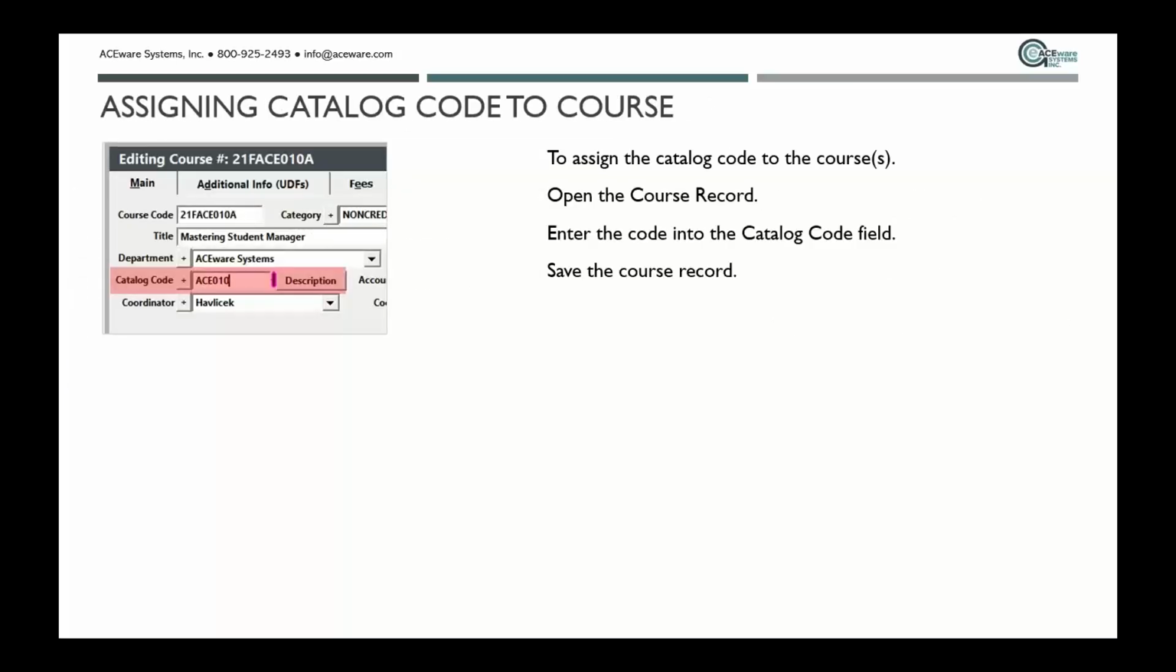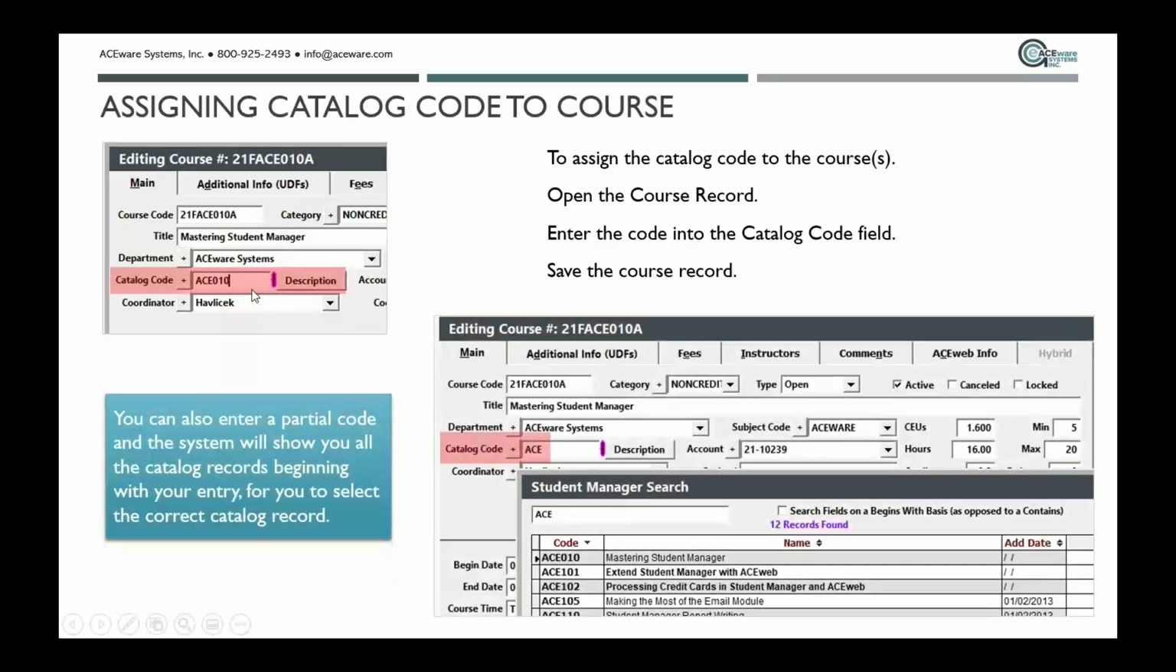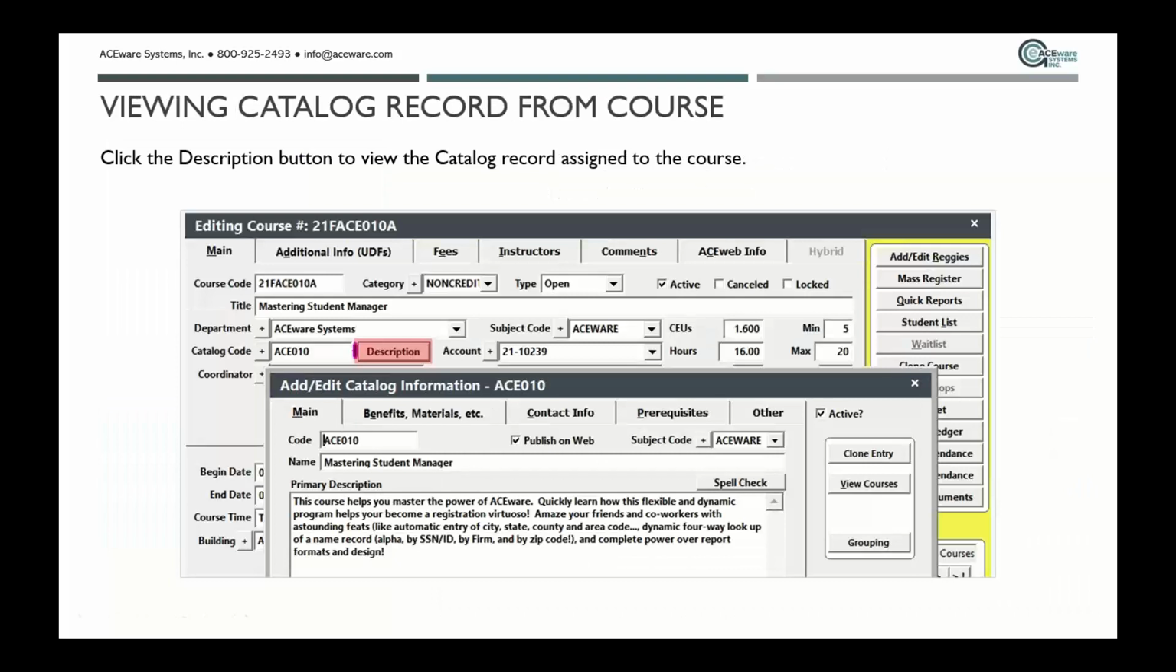Okay, assigning a catalog code. Most of you, if you ever created a course, would have done this. You open the course record, enter the code in the catalog field, or you can enter a partial code in the field and tab out, and it'll do the search for all of the matching records for that. If you're looking at an existing course and you want to see what the catalog description is for a course, you just click on the little description button to the right of the catalog code.